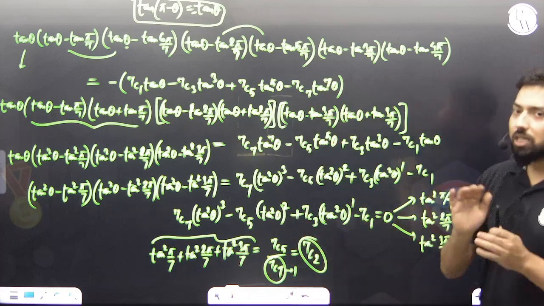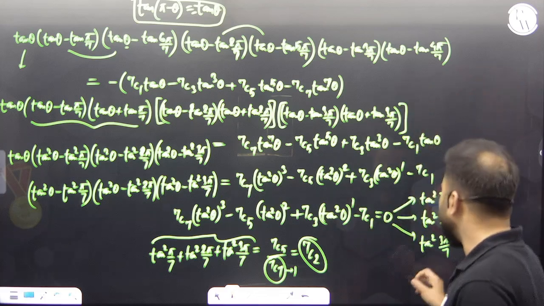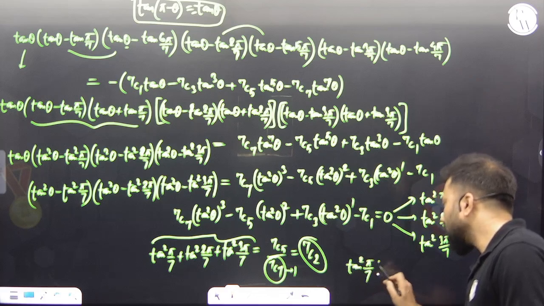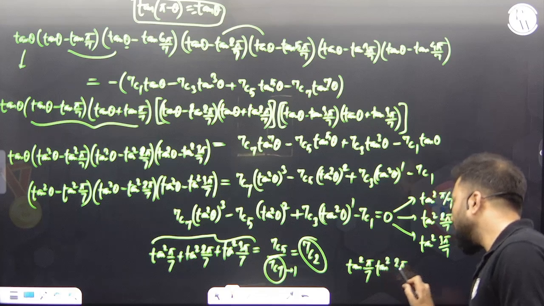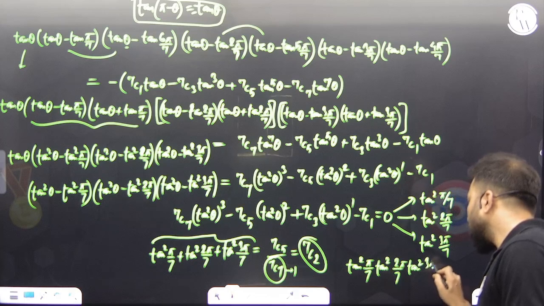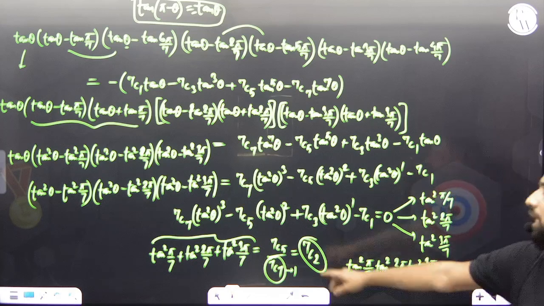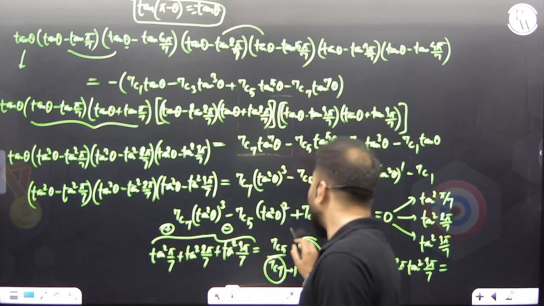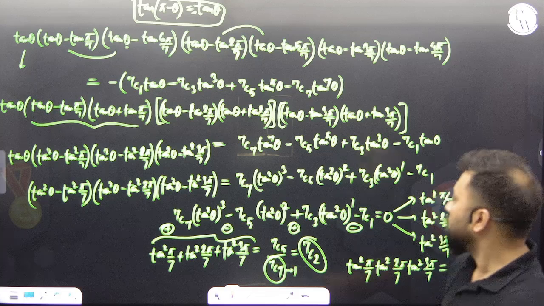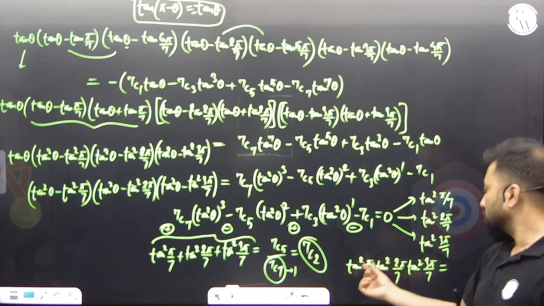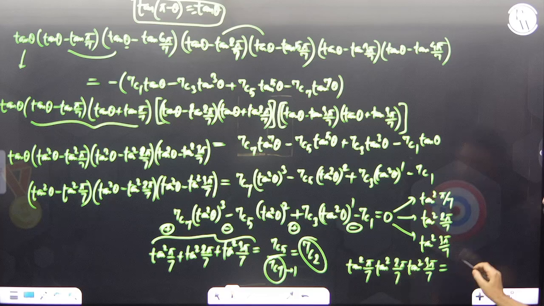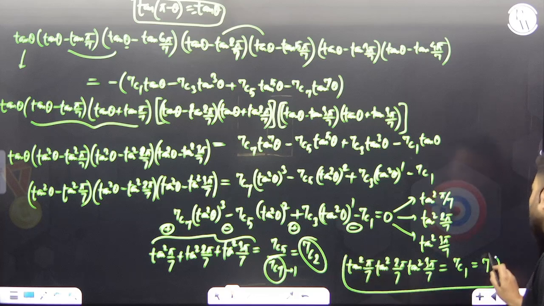Now if I write the product of these values, tan²(π/7) into tan²(2π/7) into tan²(3π/7), the signs here will be plus, then minus, then plus, and then minus. So the product of these three terms will be equal to the negative of this upon the plus of this. It will be equal to 7C1, which is equal to 7 only. So the product of these terms is equal to 7.